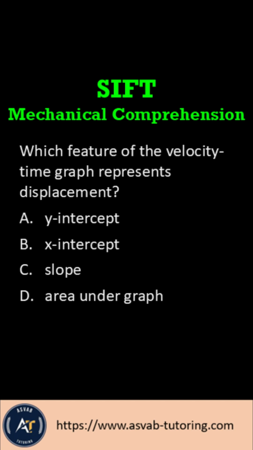Which feature of the velocity time graph represents displacement? A. Y-intercept. B. X-intercept. C. Slope. D. Area under graph. The correct answer is D.